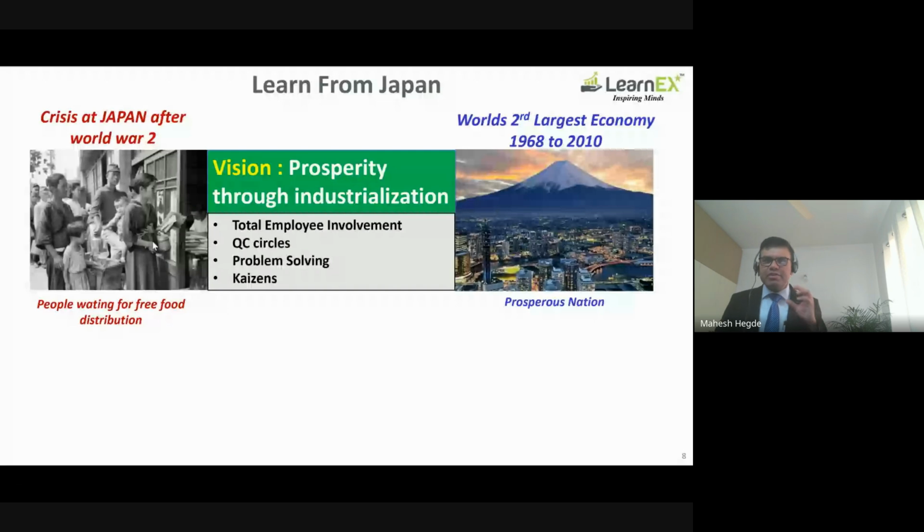So Japanese had the vision of prosperity. For making it happen, they implemented TEI, total employee involvement. Everybody involved in improvement. QC circles started using QC story, 7-step approach of problem solving, where they started using 7 QC tools, very simple ones, right? We all know those tools like check sheet, histogram, Pareto diagram, very simple, scatter diagram, stratification. They're all part of 7 QC tools.